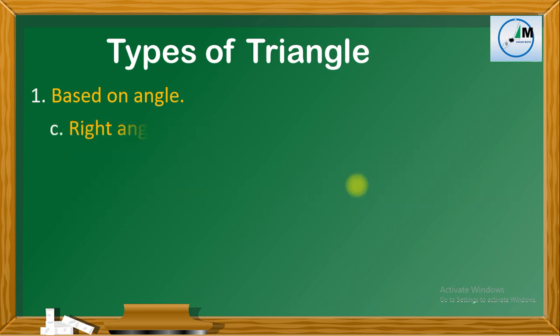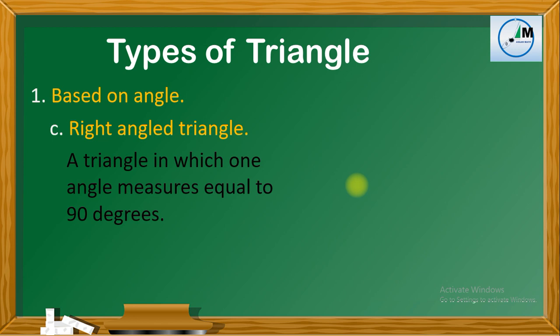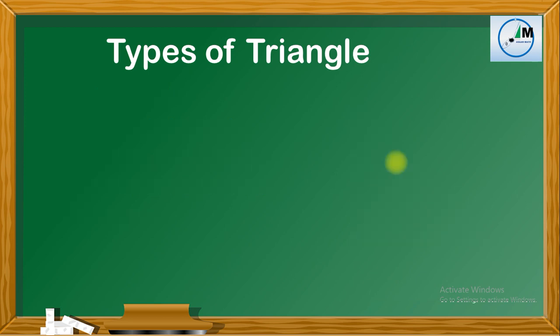The third one is the right angle triangle. A right angle triangle is a triangle in which one angle is exactly equal to 90 degrees. Look at the figure, in this triangle this angle is actually 90 degrees. So this type of triangle is called a right angle triangle. The remaining two angles will be less than 90 degrees, because the sum of all the angles of a triangle is 180 degrees.